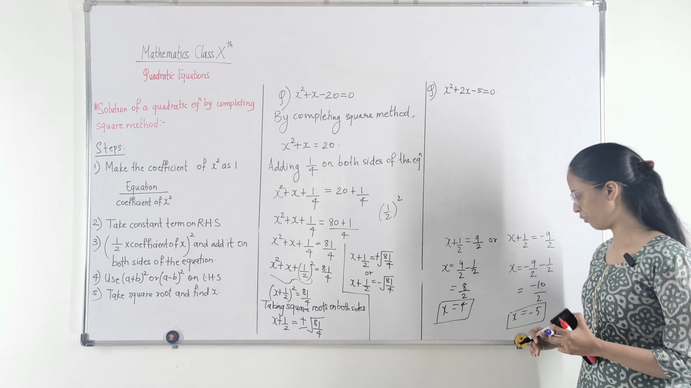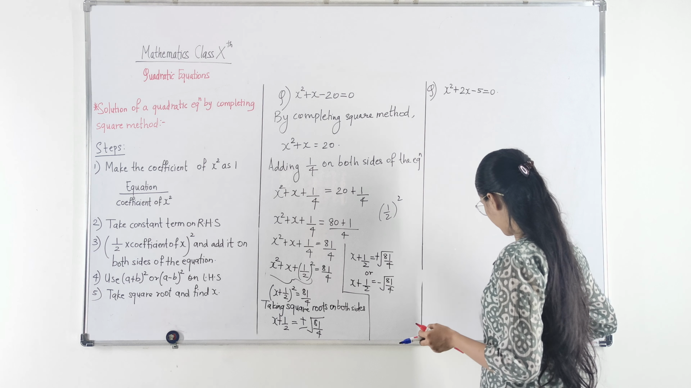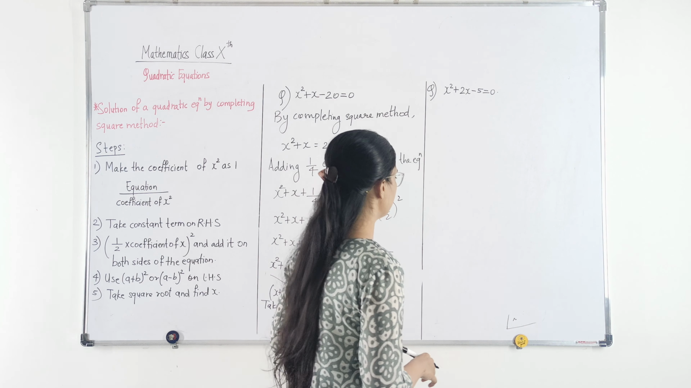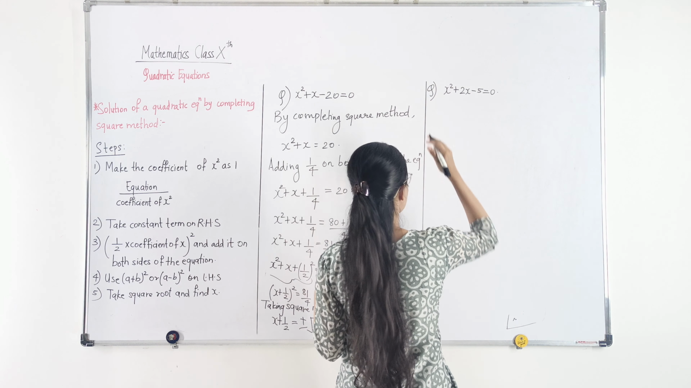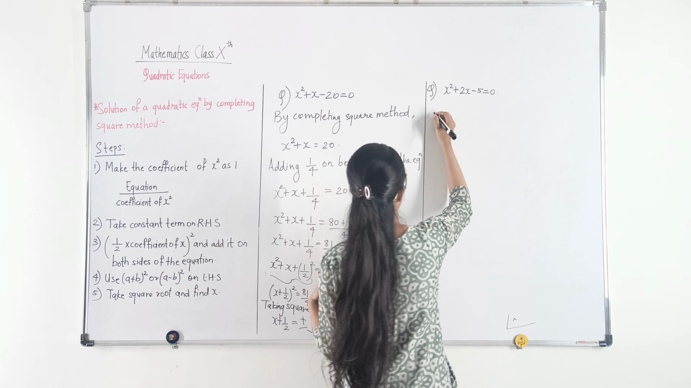Likewise, we are going to solve the second problem. Now I would be solving and simultaneously telling you the steps. So let's start. Here the question says x square plus 2x minus 5 equals to 0. Again, the coefficient of x square here is 1. So we can skip step number 1. Let's move on to step number 2.